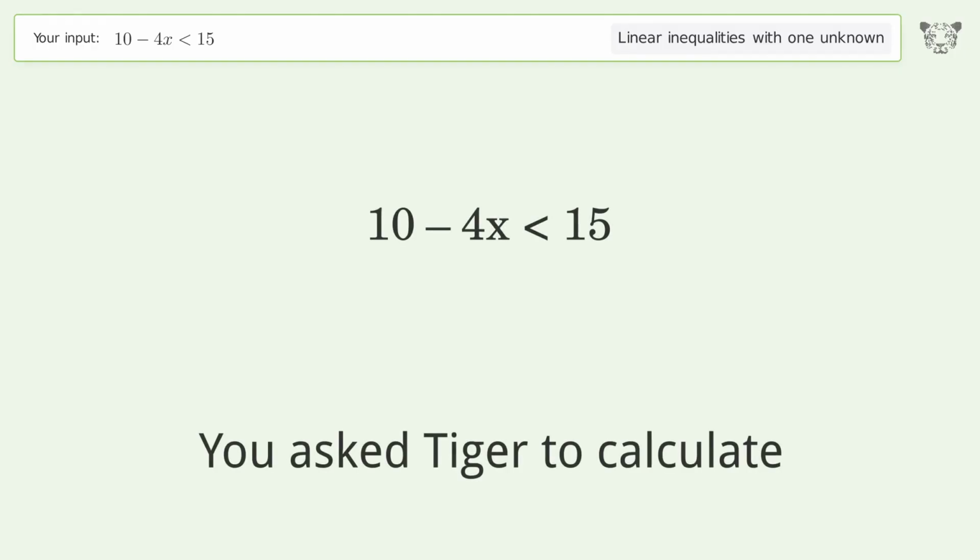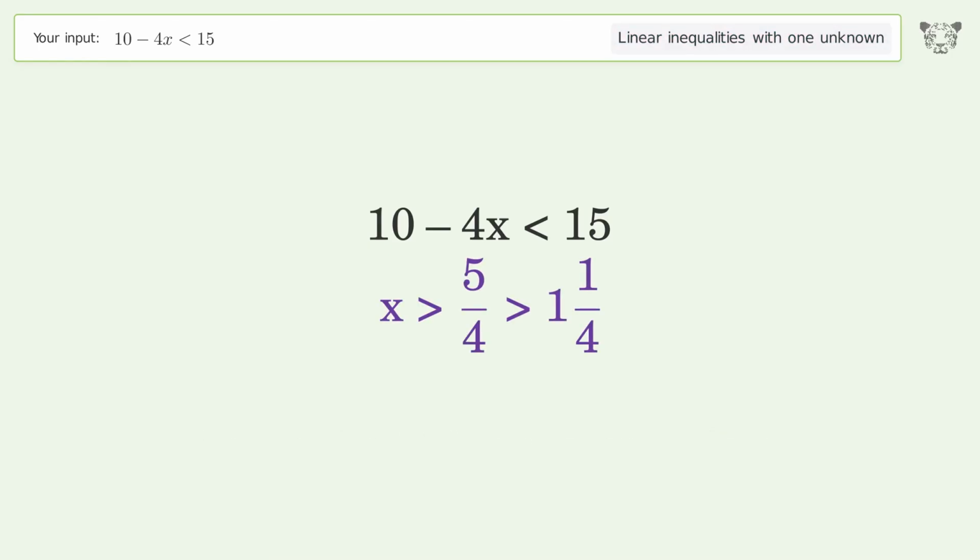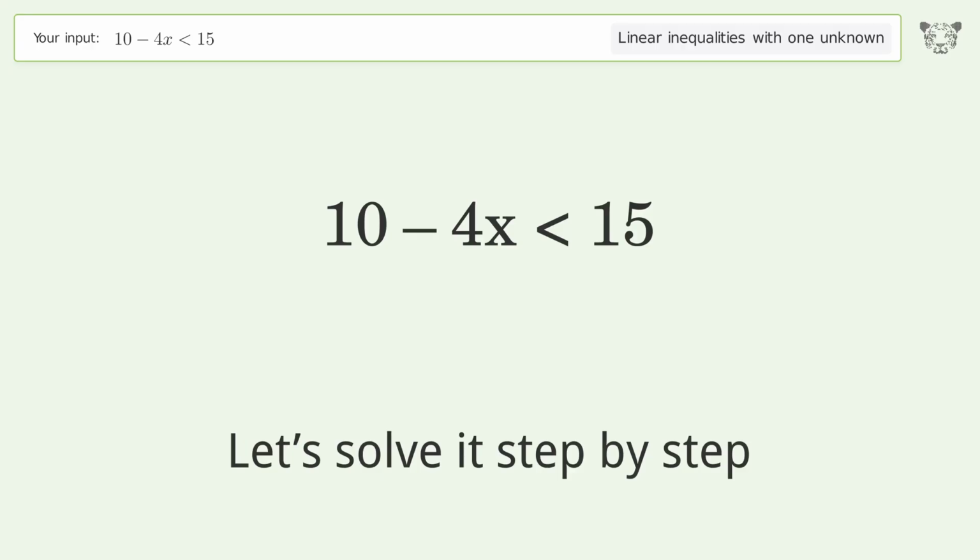You ask Tiger to calculate. This deals with linear inequalities with one unknown. The final result is x > -5/4 > -11/4. Let's solve it step by step.